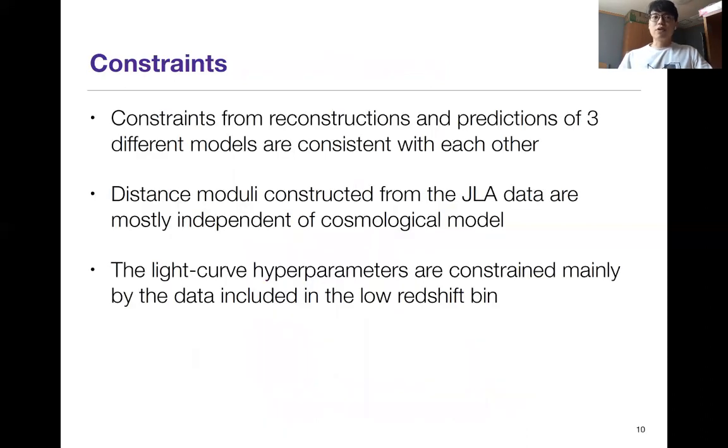The first corner plot shows that constraints from reconstruction and predictions of three different models are consistent with each other. It also shows that distance moduli constructed from the JLA data are mostly independent of cosmological model. Lastly, the second corner plot indicates the Likert hyperparameters are constrained mainly by the data, including the low redshift bin.